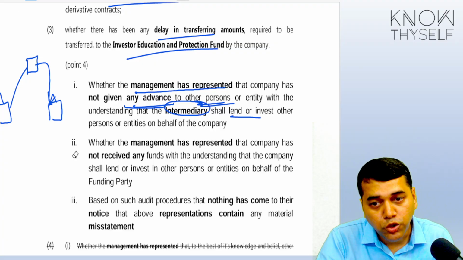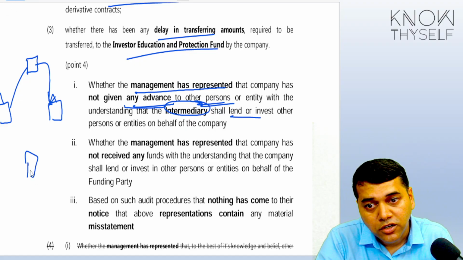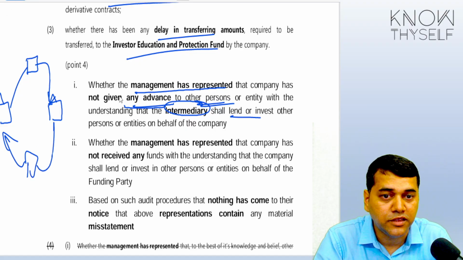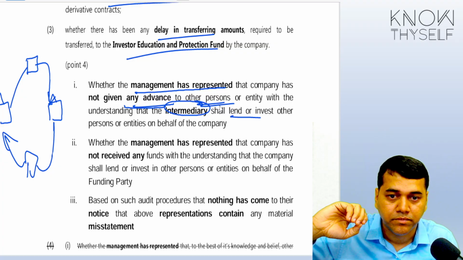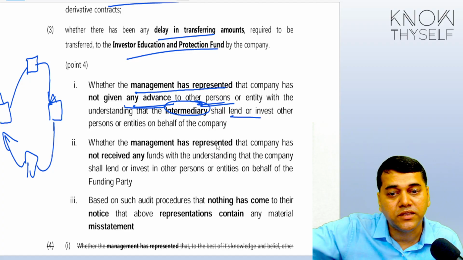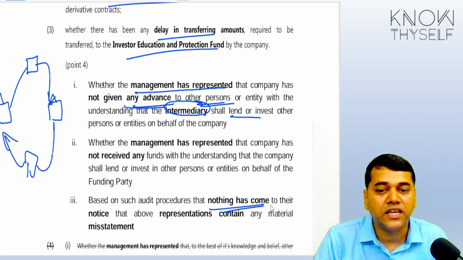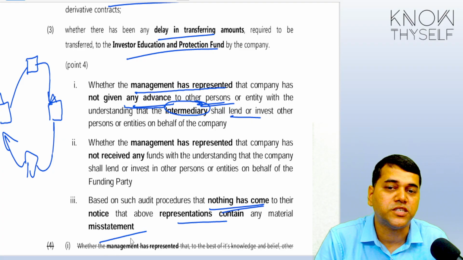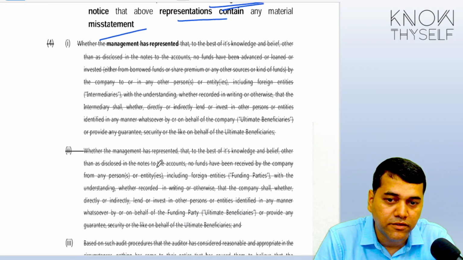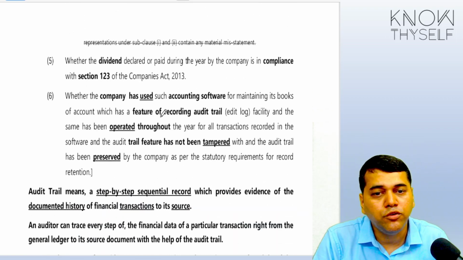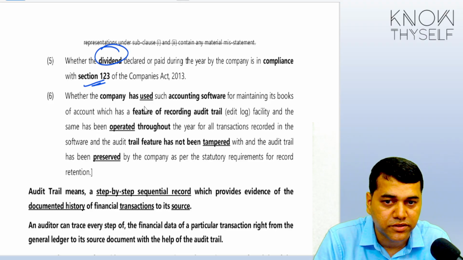Whether you received money indirectly from this entity through any intermediary? In the first case, have you given any money to the intermediary to give to a third party? Or have you received the money from the intermediary from the third party? And based on that, nothing has come to the notice that the representation contained a misstatement. So you have to report it. Okay, so this is the story they have written. We can ignore it. Have you declared the dividend complying with section 123 after charging depreciation and all?